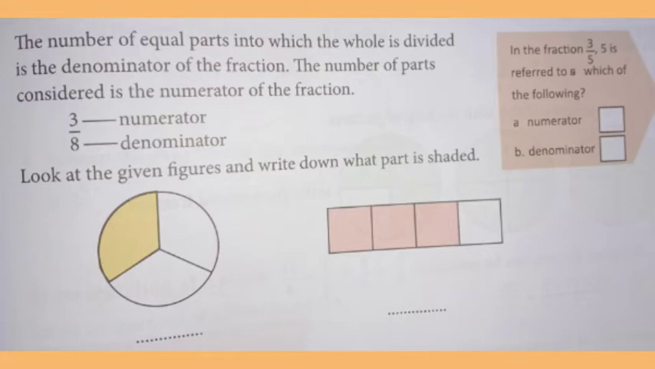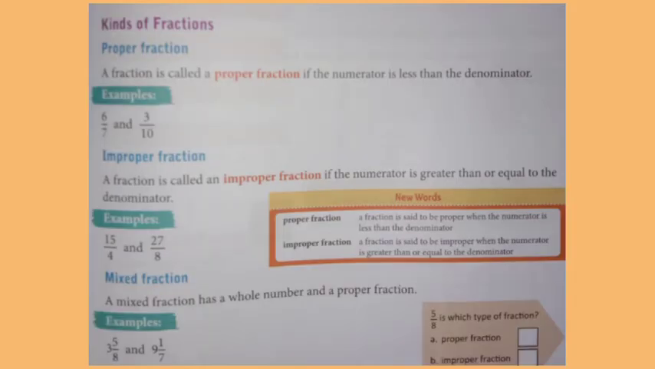Look at the given figures and write down what part is shaded. In the first picture, shaded part is 1. In the second picture, shaded part is 3. Kinds of fractions. Proper fraction. A fraction is called a proper fraction if the numerator is less than the denominator. Examples: 6 by 11 and 3 by 10.